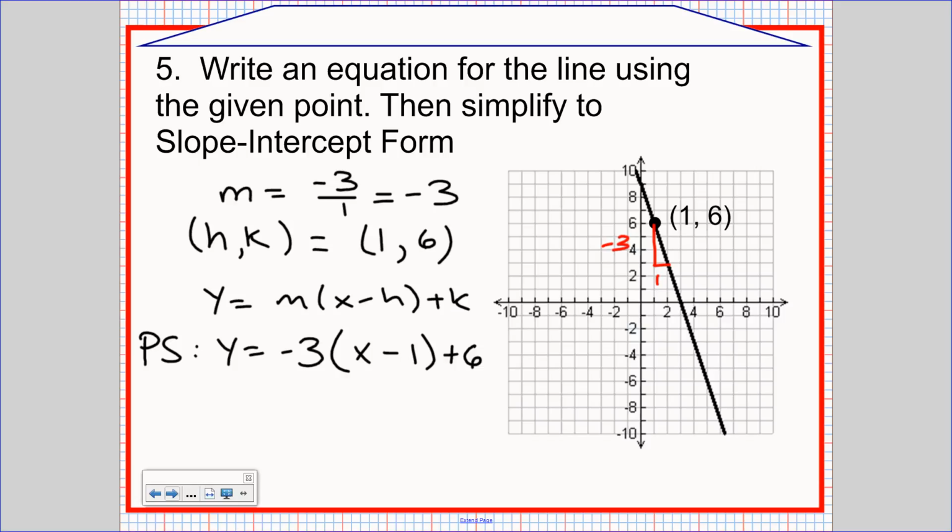If I convert it to slope-intercept form, I should be able to tell what the y-intercept is. And the way I do that is by distributing. So I should get y equals -3x plus 3 plus 6. It's a plus 3 there because I'm distributing the -3 in. And that gives me y equals -3x plus 9. If I look on my graph, I can see that the point (0, 9) is in fact my y-intercept, which means I've done this correctly.